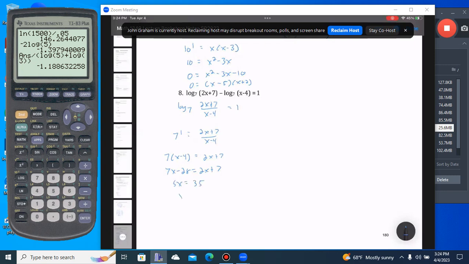So x equals 7. Then again here, check it, make sure it works. 2 times 7 plus 7 is 21, and 7 minus 4 is 3. You can check to make sure the answer works out as well, but checking to make sure they come out positive is one of the main steps. That is the answer.